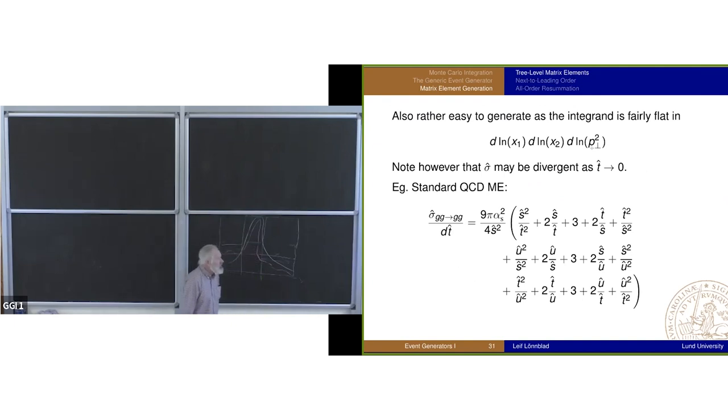For 2 goes to 2, it's usually quite easy. If you do a variable transformation, don't generate in x1 and x2 and pt, but in log x1, log x2, and log pt, you get a fairly well-behaved matrix element or partonic cross-section. This is the glue goes to glue, as I said. This is QCD. This is LHC. This is what happens at LHC all the time. And it's fairly easy.